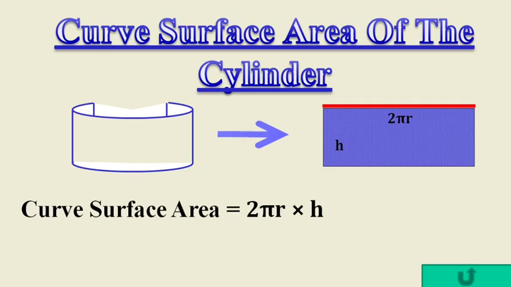We know the area of a rectangular sheet, or area of a rectangle, is length into breadth, where the length is 2 pi r and the breadth is h. So this way we have the formula to calculate the curved surface area of the cylinder as 2 pi r into h.